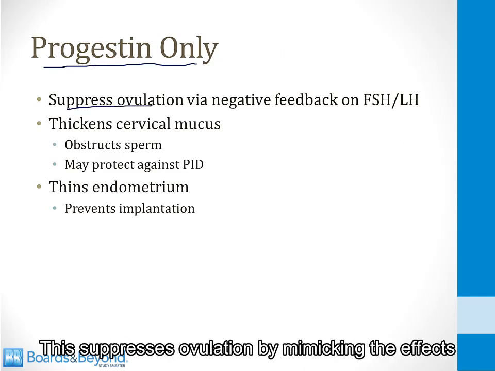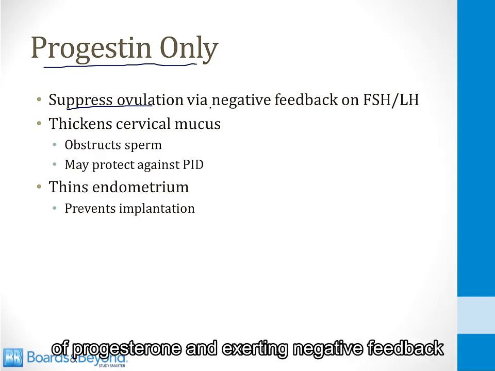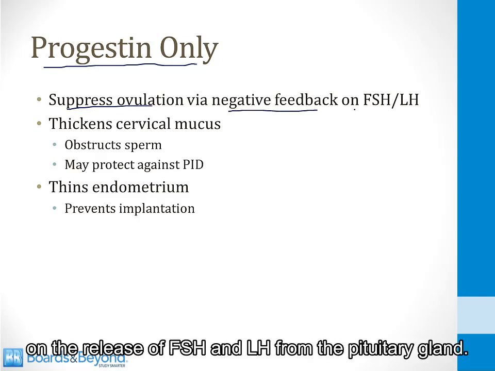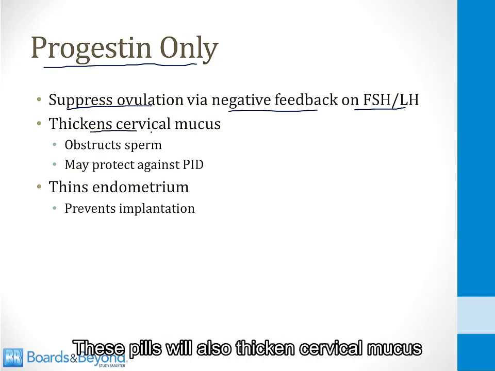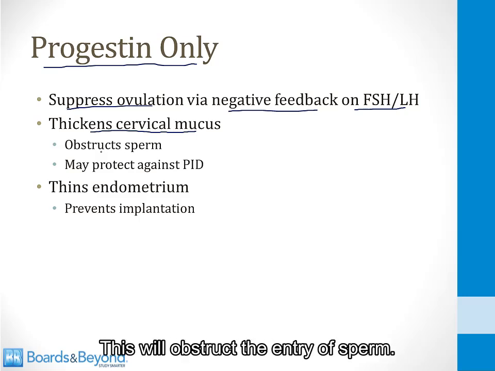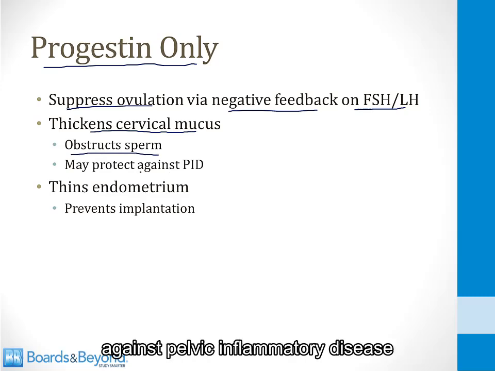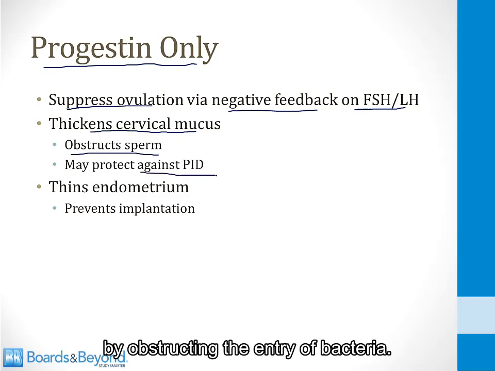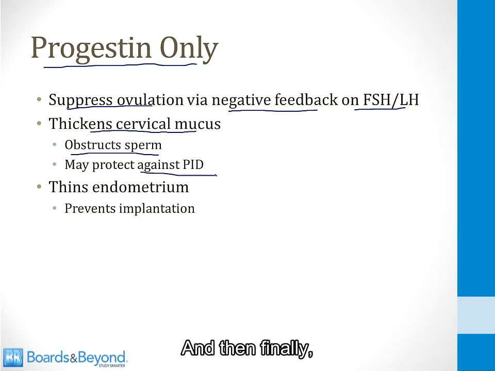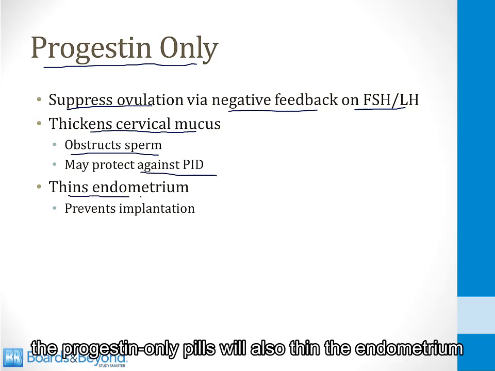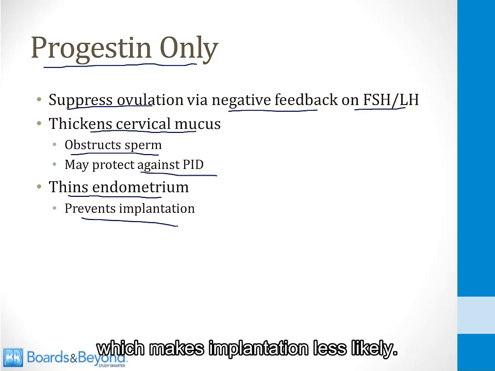This suppresses ovulation by mimicking the effects of progesterone and exerting negative feedback on the release of FSH and LH from the pituitary gland. These pills will also thicken cervical mucus, just like progesterone does. This will obstruct the entry of sperm, and there are some data that this may protect against pelvic inflammatory disease by obstructing the entry of bacteria. And then finally, the progestin-only pills will also thin the endometrium, which makes implantation less likely.